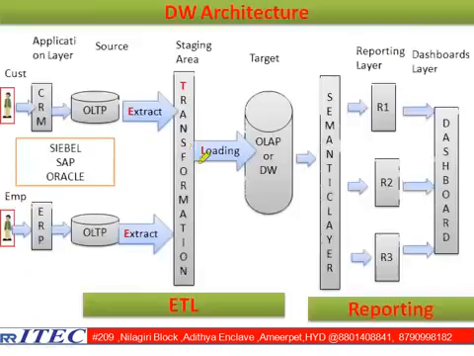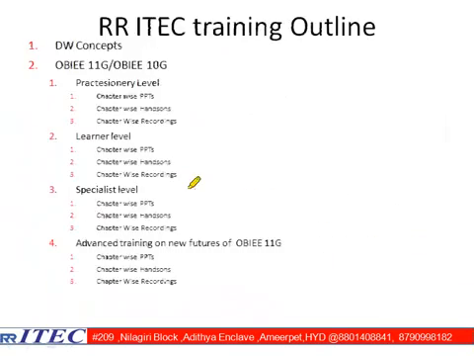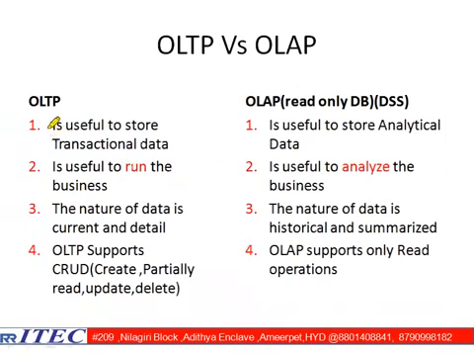Now, these 3 points come up here also, but opposite to them. Here we are storing analytical data. OLTP is useful to run our business; this is useful to analyze our business. OLTP stores current and detailed data; here it is current opposite historical, detail opposite summarized. So these 3 points I derived from yesterday's points.